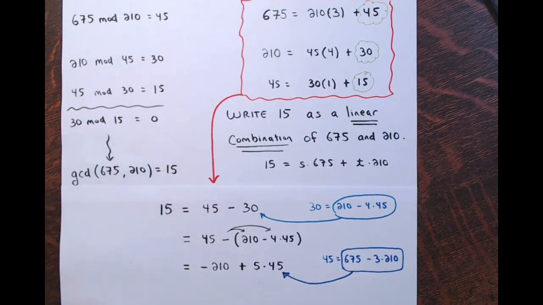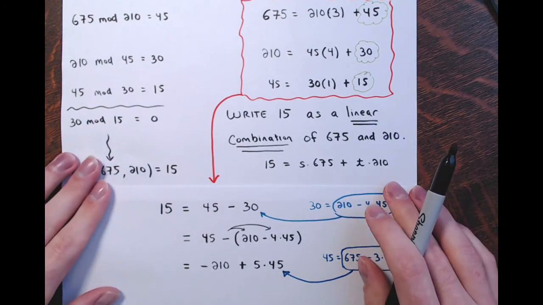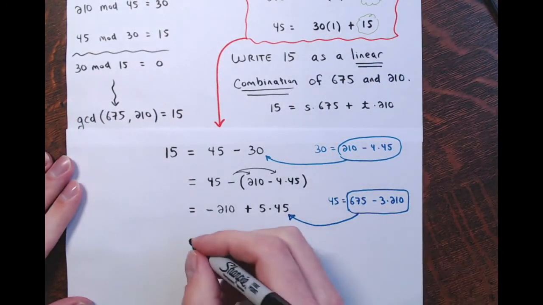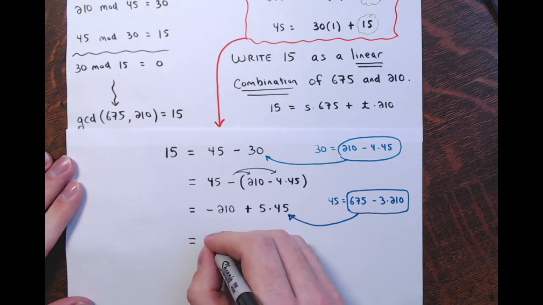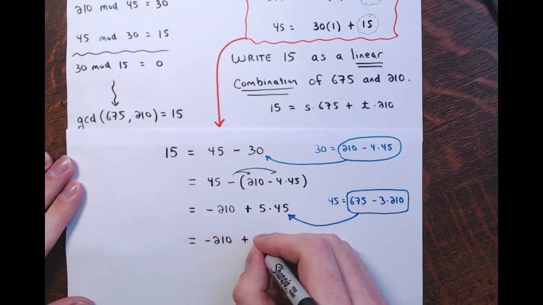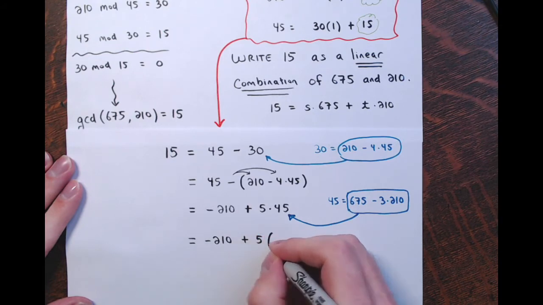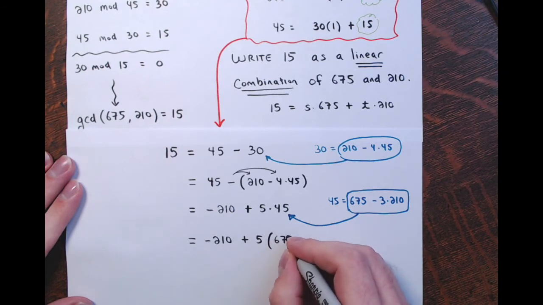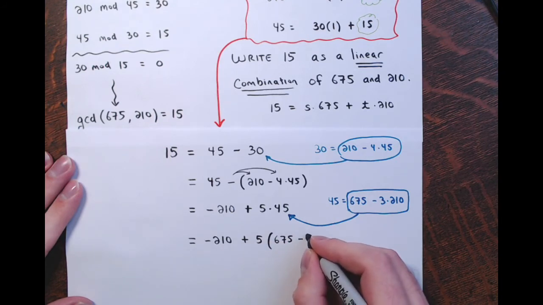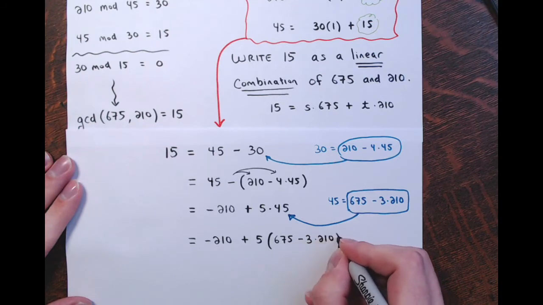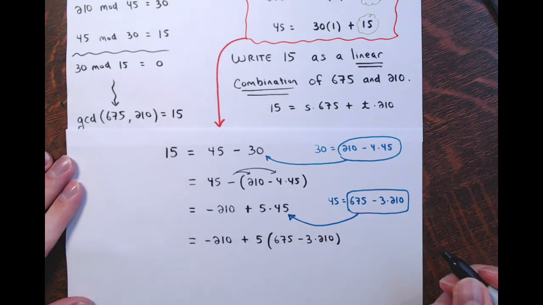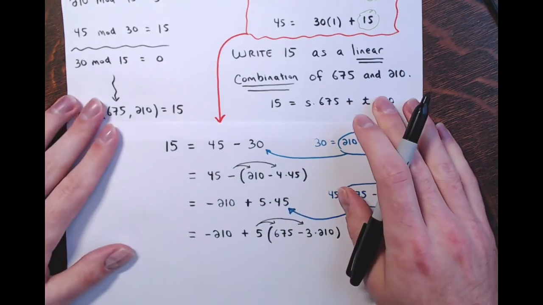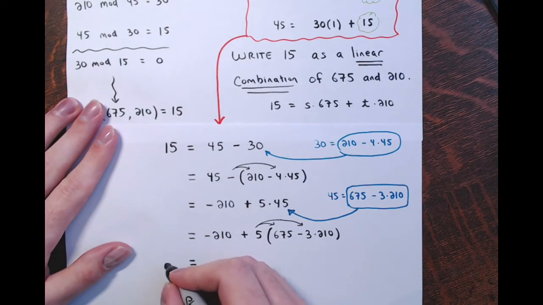All right. And that should be enough. Then I should have 15 as a linear combination of 675 and 210. And let's see. So we have negative 210 plus 5 times, and then I'm replacing 45 now with this quantity, 675 minus 3 times 210. And then we're going to distribute this 5 here, this positive 5. And now we have what we want.